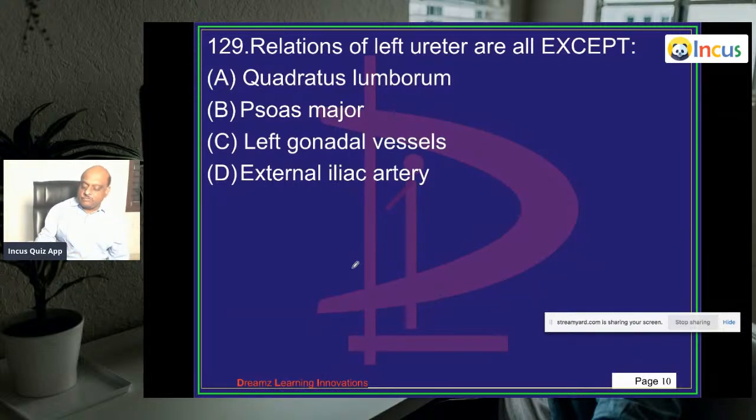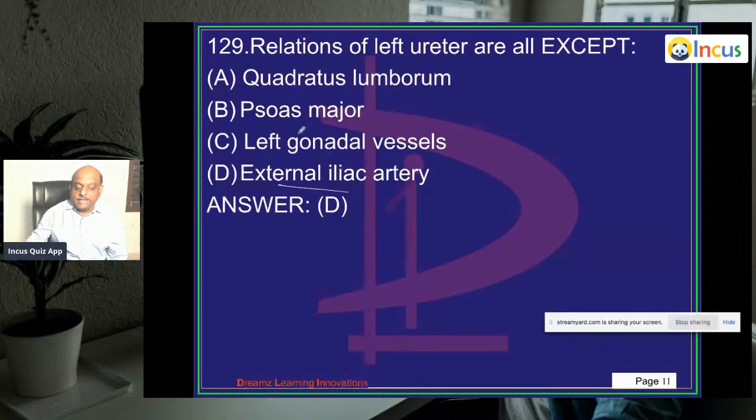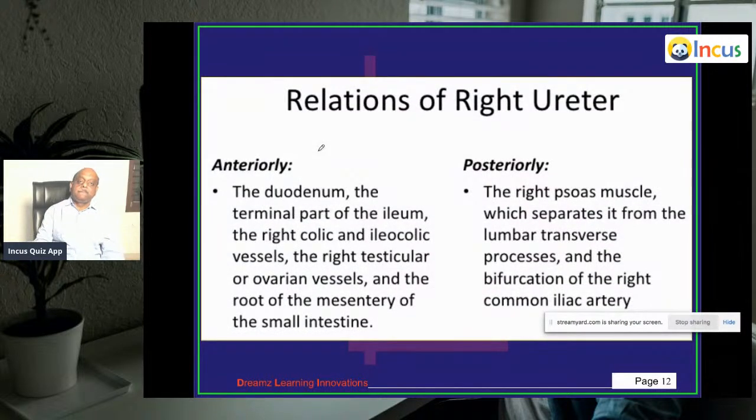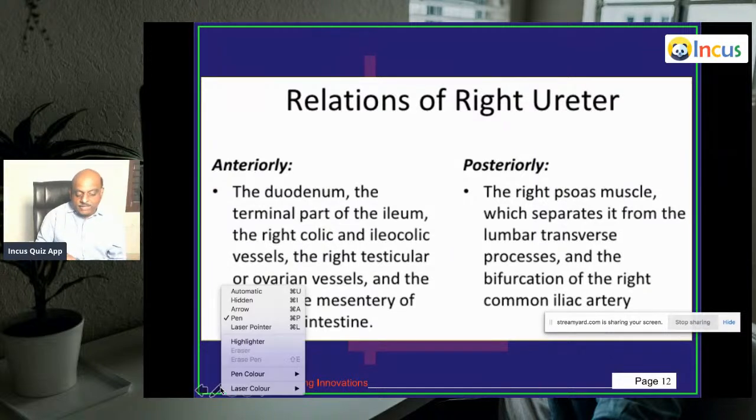Now, what are the relations of left ureter? All except external iliac. You have quadratus lumborum, psoas major, left gonadal vessels.